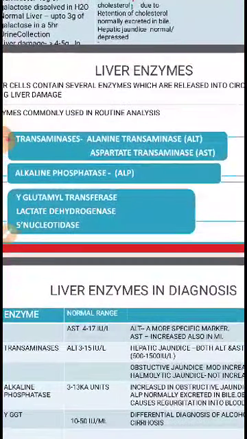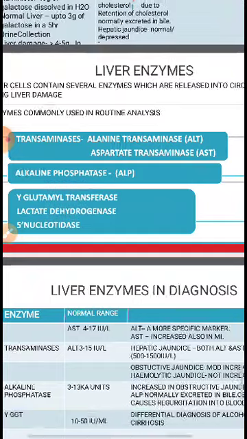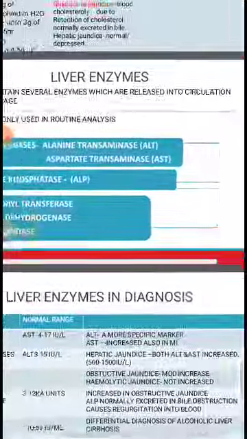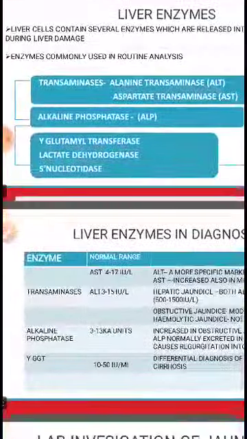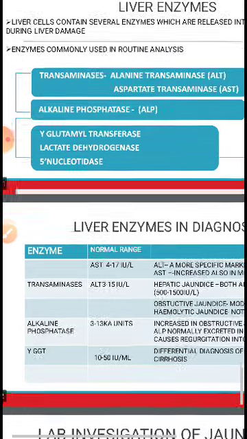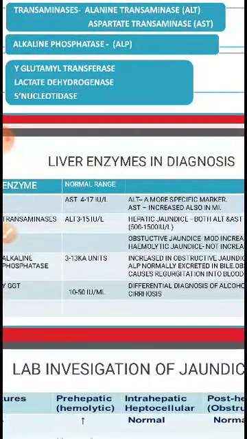Lastly, we come to a very important group of tests, which are the liver enzymes. Now, the liver cells contain several enzymes which are released into circulation when there is damage to the liver. But the enzymes which are commonly used in routine analysis include the transaminases, that is the alanine transaminase and the aspartate transaminase, and alkaline phosphatase. Now these three enzymes are very important for assessing liver dysfunction. Gamma glutamyl transferase is also a very important enzyme, and the last two enzymes, that is the lactate dehydrogenase and the 5' nucleotidase, are not used to that extent now.